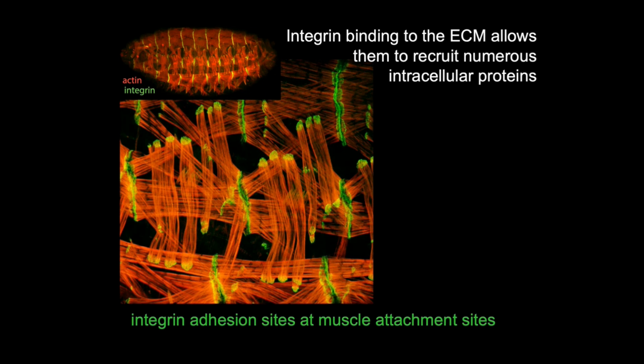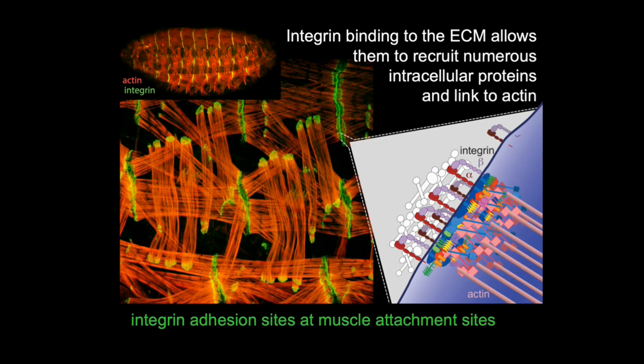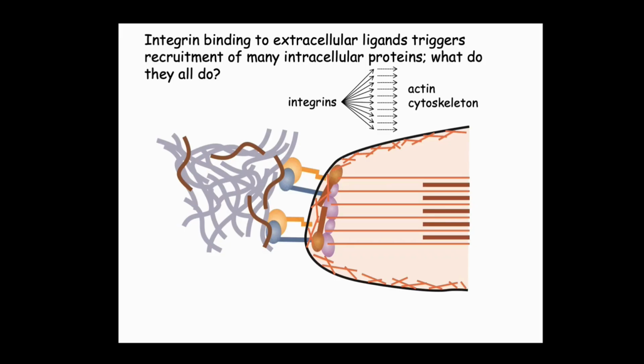So again, coming back to these sort of muscle attachment sites, the kind of vision we have is that the integrins are binding to the extracellular matrix, and in some fascinating way, they recruit lots of intracellular proteins. And we're trying to kind of understand what they do. One thing we know is they link to the actin cytoskeleton. So here, the red is the actin cytoskeleton linking to the ends of the integrins, but we think there's an awful lot of proteins just to do that one function.